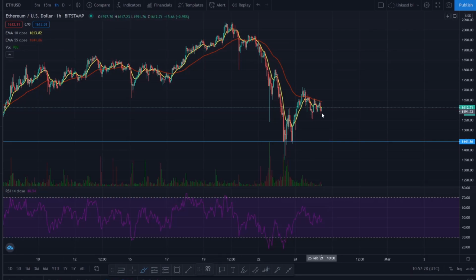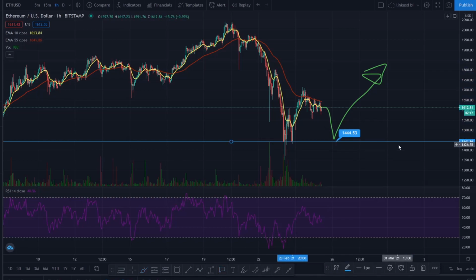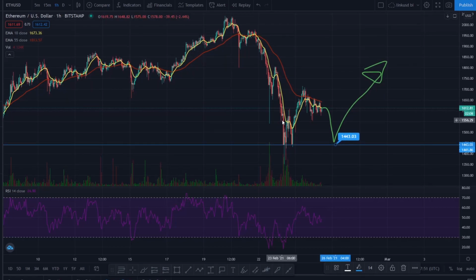So one of the things that could happen here is we could come down, test this level here before we continue again and get above these EMAs, guys. So that target right there now on Ethereum, just like most of the other alts that I've been targeting in my video as well, guys, we could see a potential drop down to 1443. But also we may not. This may be a nice reaccumulation just here before we take another step up.